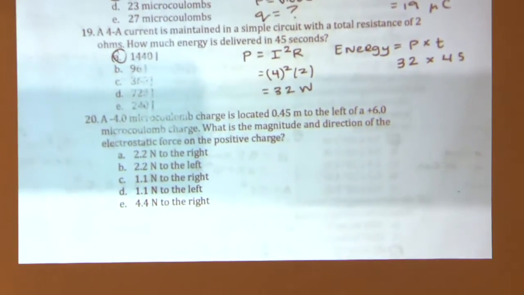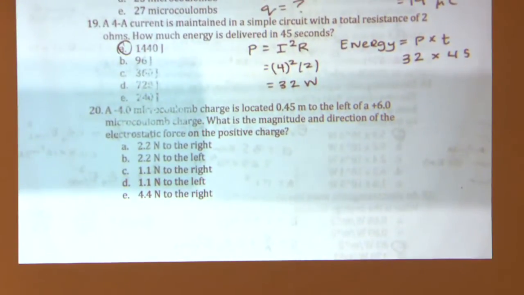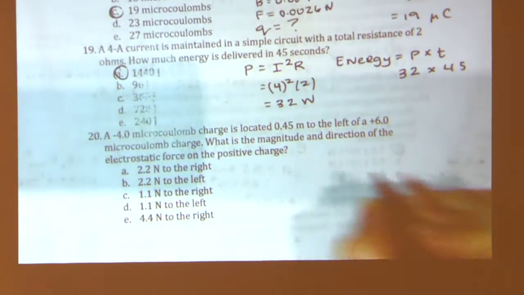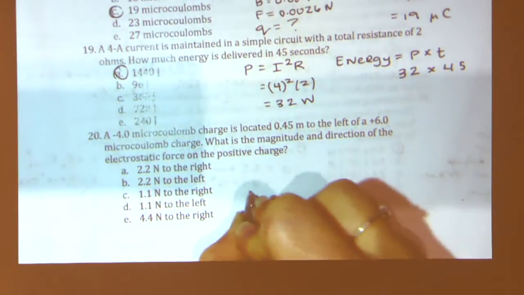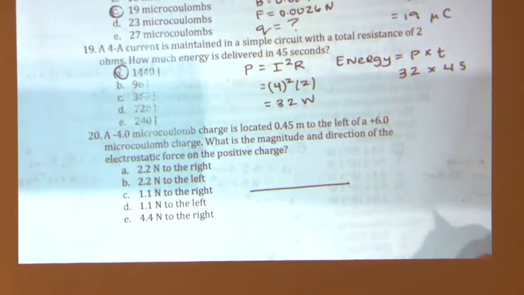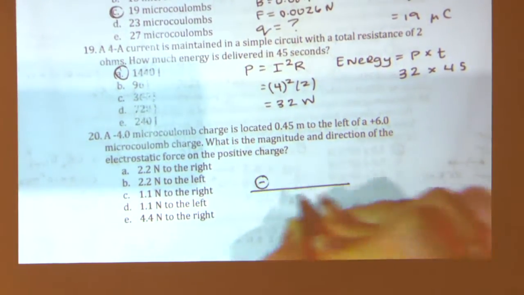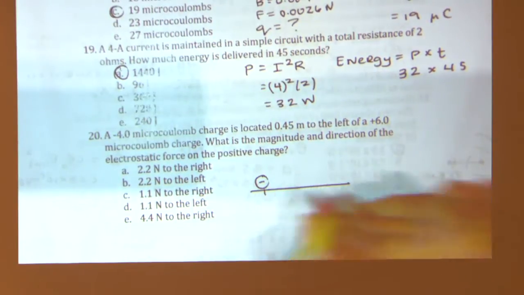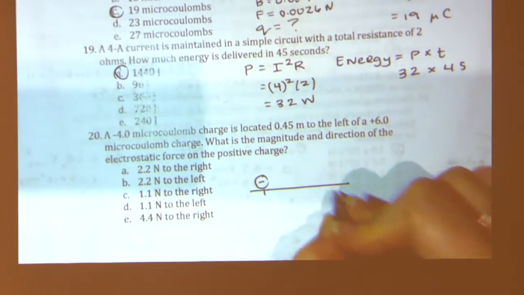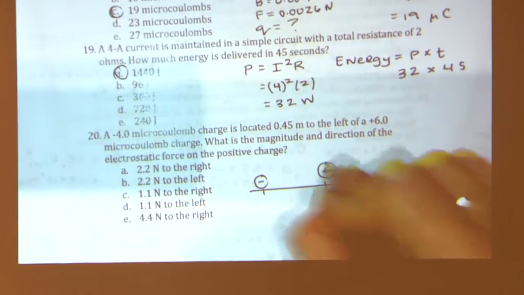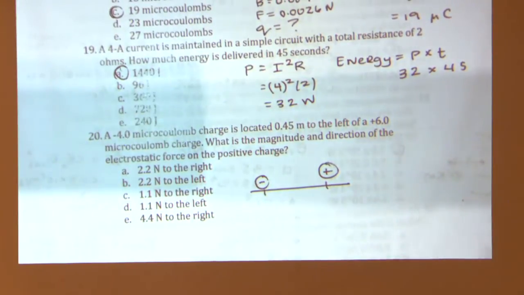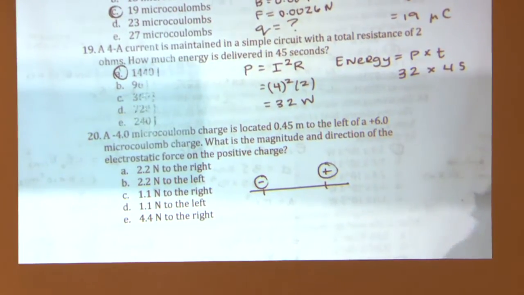And then this is the last question for the multiple choice section. So 20, we have a negative 4 microcoulomb charge. So I'm going to draw this out. We have a negative 4 microcoulomb charge located 0.45 meters to the left of a positive 6.0 microcoulomb charge. And we want to know what is the magnitude and direction of the electrostatic force on the positive charge.